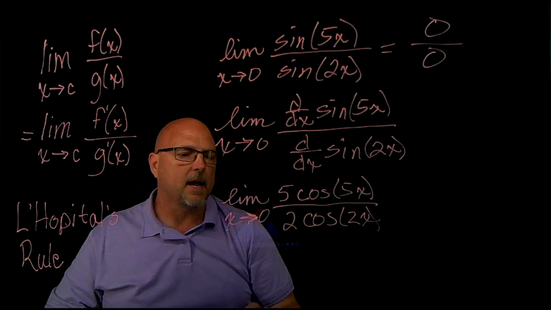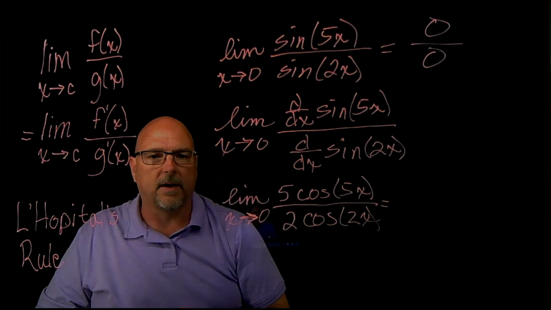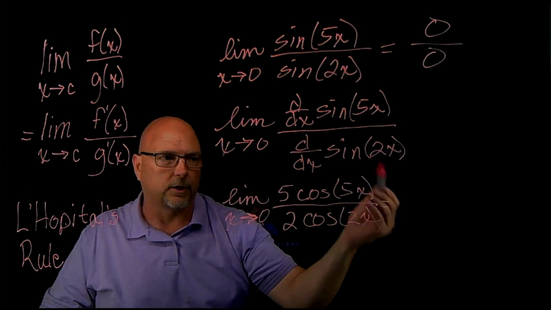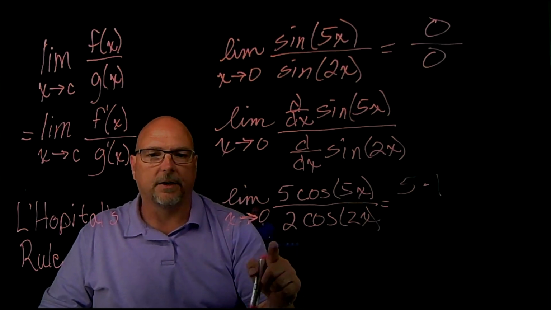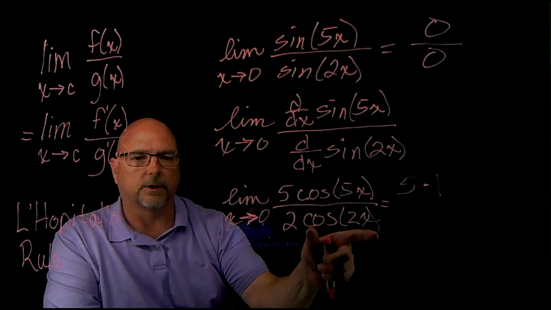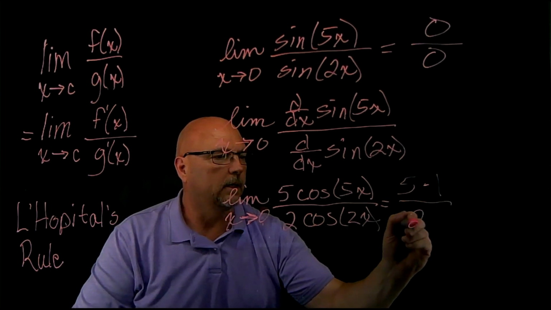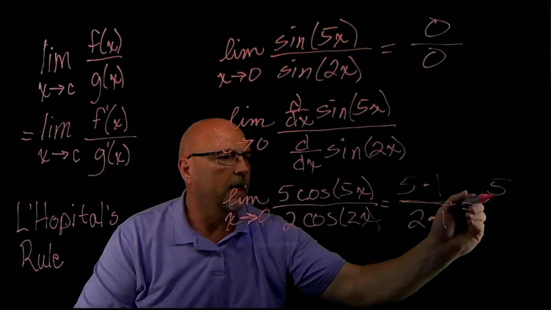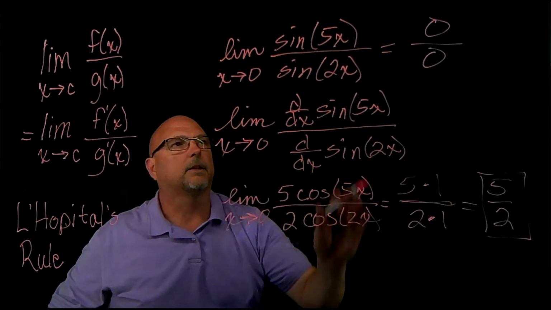Now when I go to evaluate this, the cosine of 5x, if x is 0, we have the cosine of 0, which is 1. And in the denominator, you have 2 times the cosine of 0, which is 1. So 2 times 1 in the denominator ends up giving us 5/2, or 2.5. So that would be our final answer for this one.